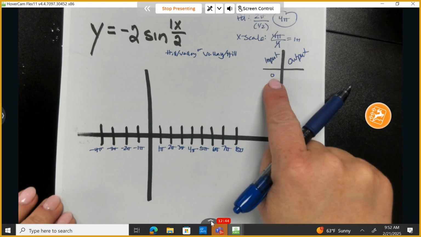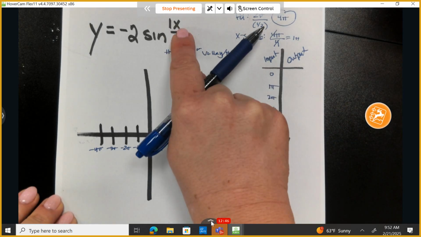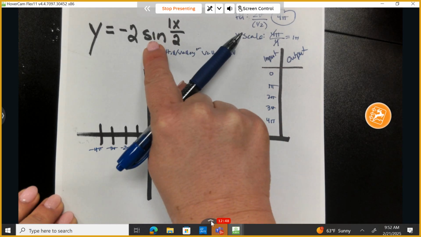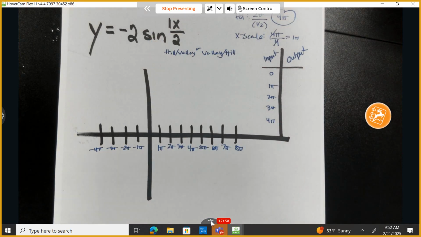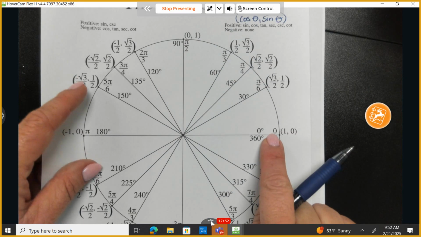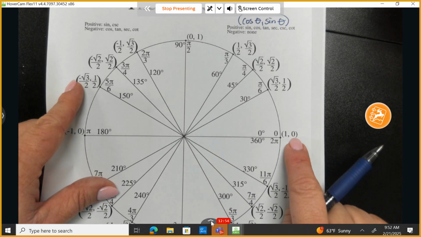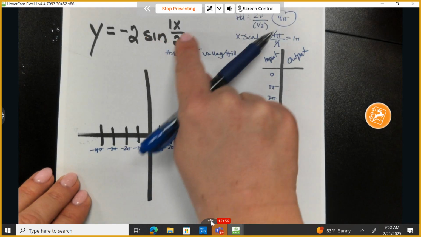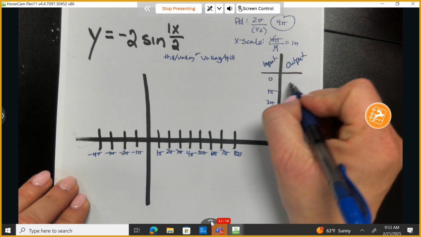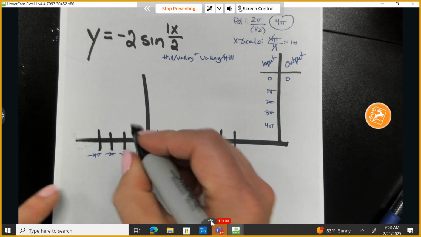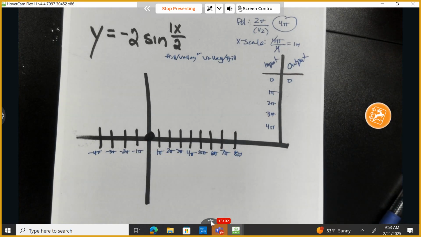Let's get started. When I plug in 0, 1/2 times 0 is 0. Let's evaluate the sine at 0. So I'm grabbing my paper. Here's 0. Sine is the second number, so I get 0. This is 0, and 0 times -2 is 0. All right, now let's slow it down.